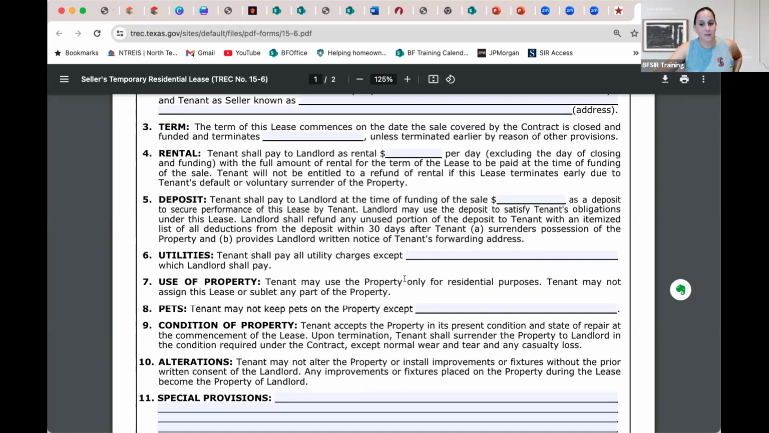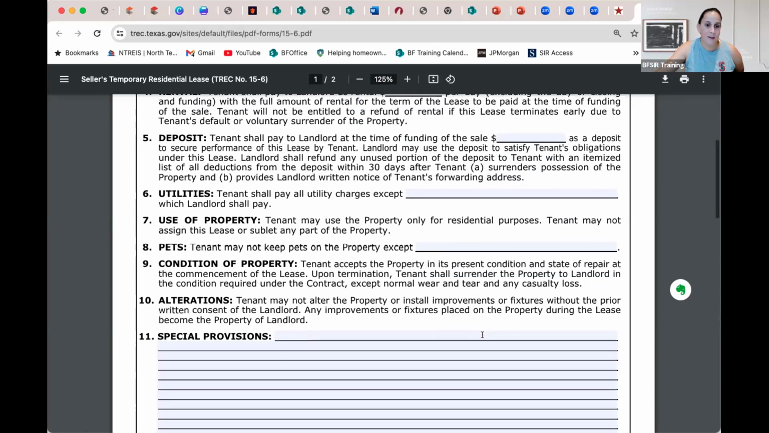So tenant may use the property only for residential purposes. They can't assign a lease. They cannot keep any pets except, obviously, their existing pets. Tenant accepts the property in its present condition. Upon termination, tenant shall surrender the property to landlord in the condition required under the contract, except normal wear and tear and any casualty loss.